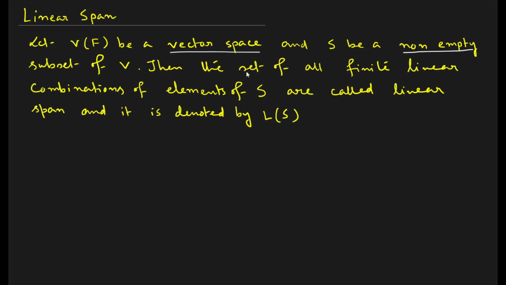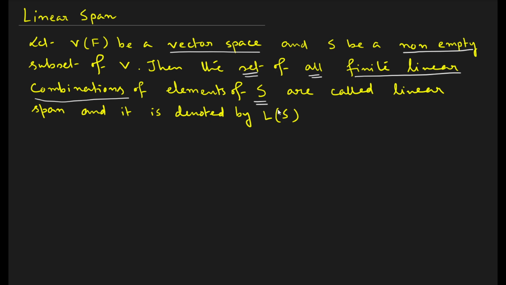Now after that, this line is very important, then the set of all finite linear combinations. Okay, so we know what is linear combination. Linear combination means a combination of scalar and vector, like a1 v1 plus a2 v2 plus an vn. Such type of elements are called linear combination. But here a word है, which is finite linear combination of elements of S. Now the thing is that S is non-empty, but is S finite or infinite? So S can be finite or can be infinite.